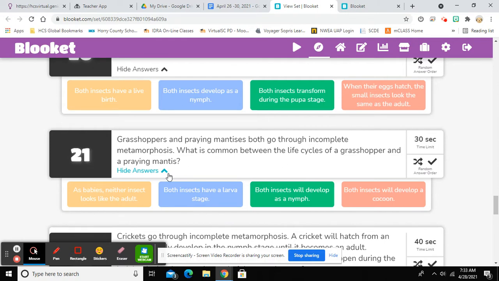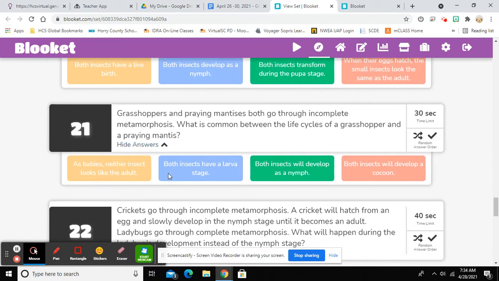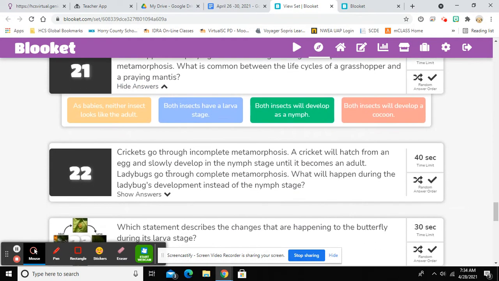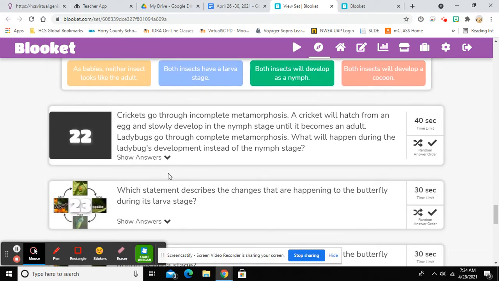Grasshoppers and praying mantises both go through incomplete metamorphosis. What is common between the life cycles of a grasshopper and a praying mantis? Crickets go through incomplete metamorphosis. A cricket will hatch from an egg and slowly develop in the nymph stage until it becomes an adult. Ladybugs go through complete metamorphosis. What will happen during the ladybug's development instead of the nymph stage?